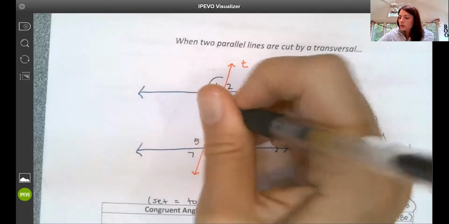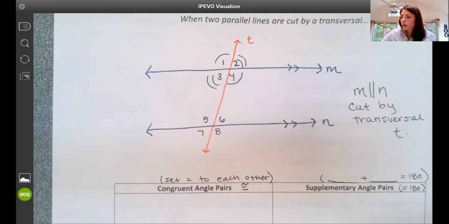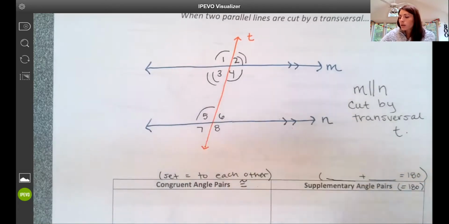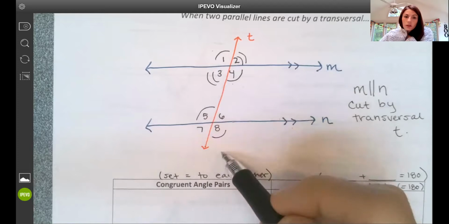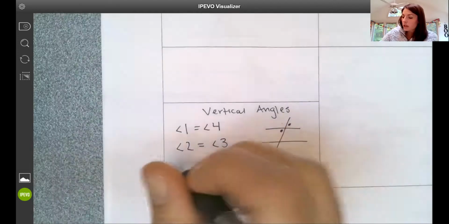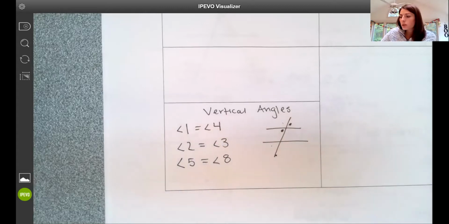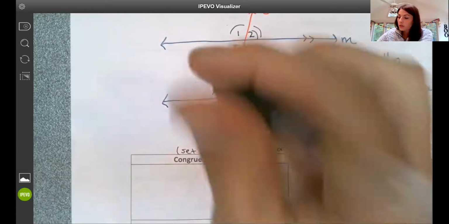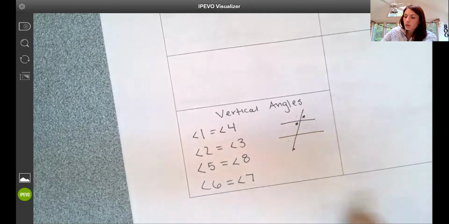Now I know some things about parallel lines, so I'm going to mark my diagram the way that I know where we're going, okay? What would angle 5 be equal vertical to? Angle 8. Notice I use the same number of tick marks as 1 and 4. So 5 and 8. Again, if I were setting up an equation, I could say 5 is equal to 8 if I had variables there. And last, angle 6 would go to angle 7.